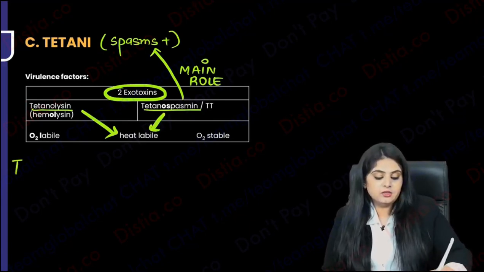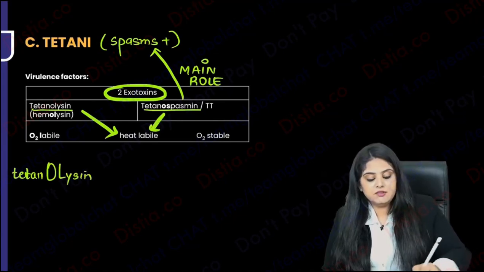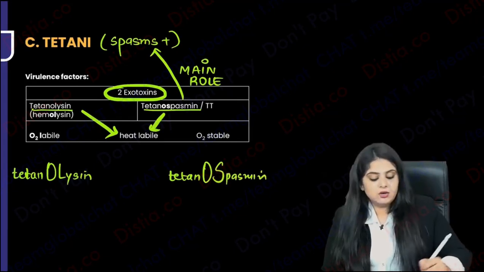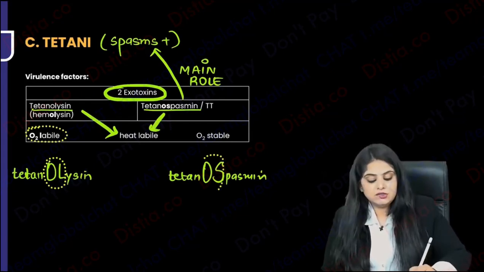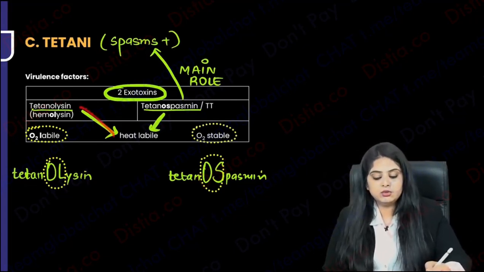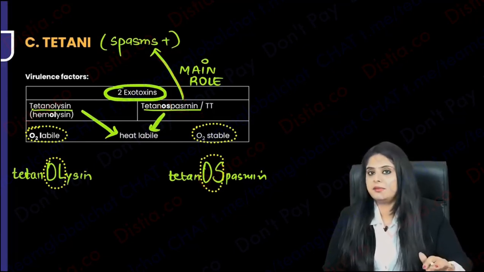So look at this. The way you write, now listen to me, everyone write with me. If you write tetanolysin versus if you write tetanospasmin, there your answer is. Tetanolysin, OL, it is oxygen labile. Tetanospasmin is OS, that is, it is oxygen stable. So see, heat labile both are, but oxygen labile is tetanolysin, oxygen stable is going to be tetanospasmin. And who causes the spasms? Of course, spasmin causes the spasms.